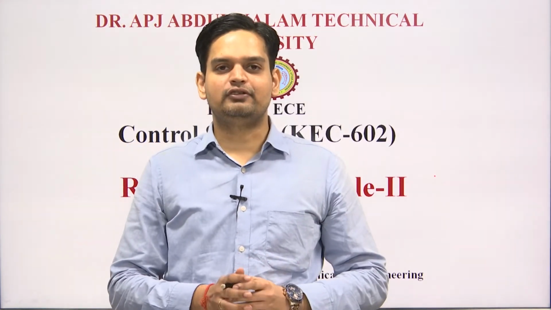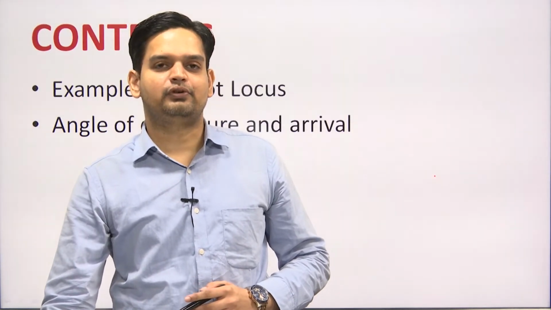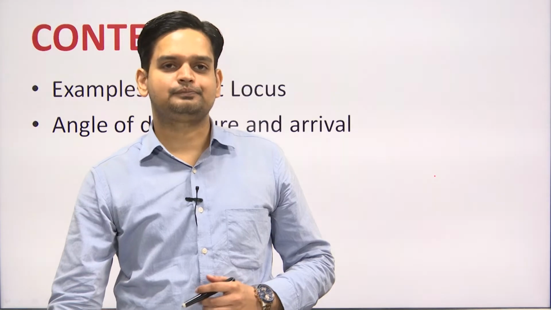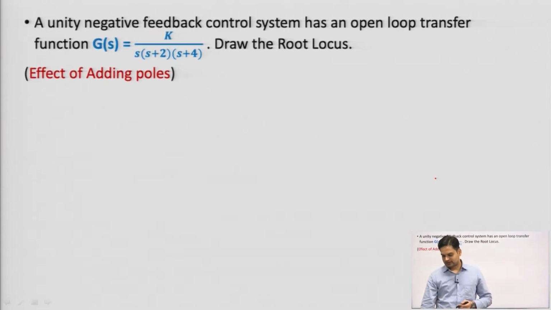Session, right. In the last session we had seen one example of root locus. Now in today's session we will discuss another example of root locus in detail. Today we would like to understand the concept of angle of arrival and departure, and see what will happen if we add a pole or zero in the system, and how it is going to affect the root locus. To understand it, we would like to go for this transfer function.